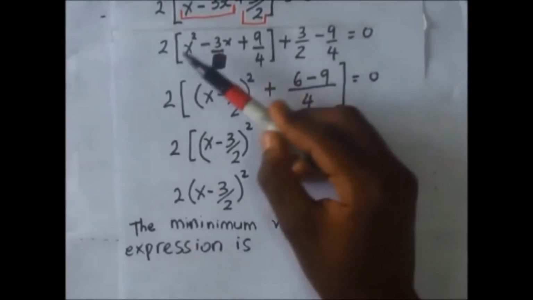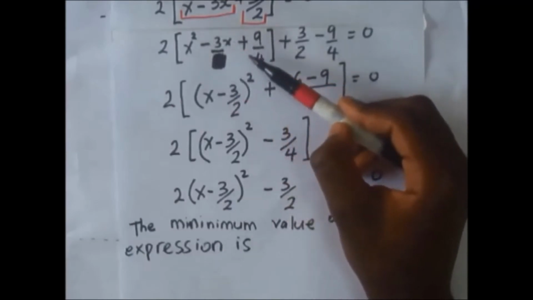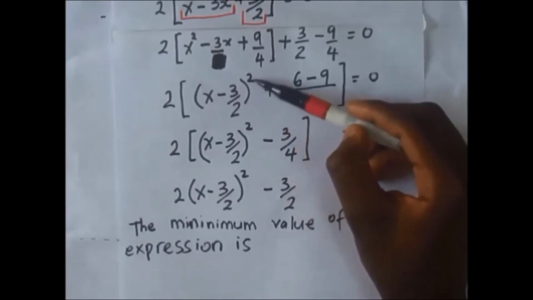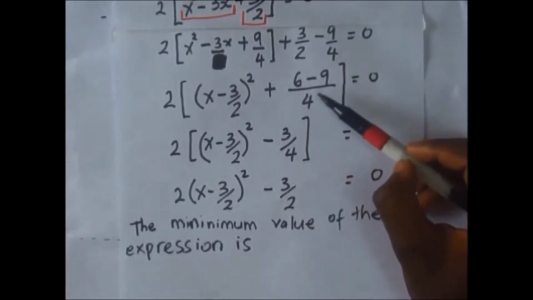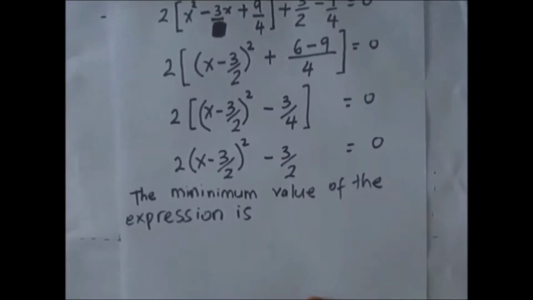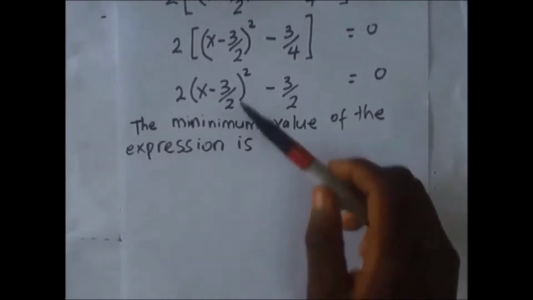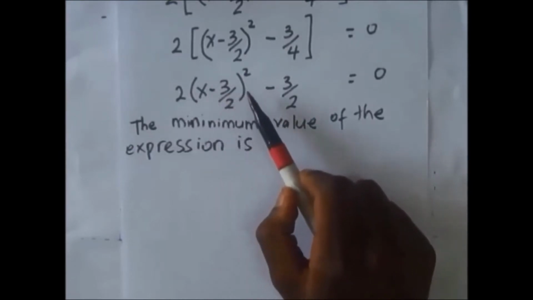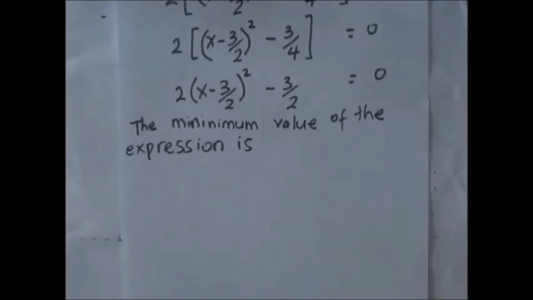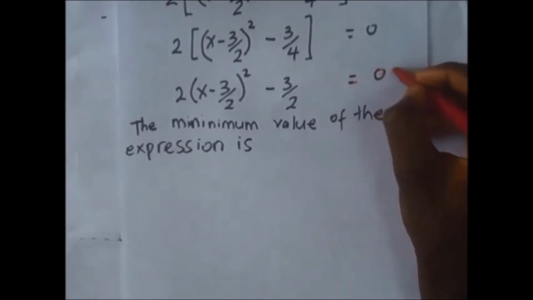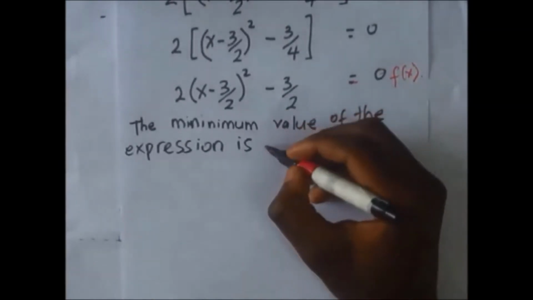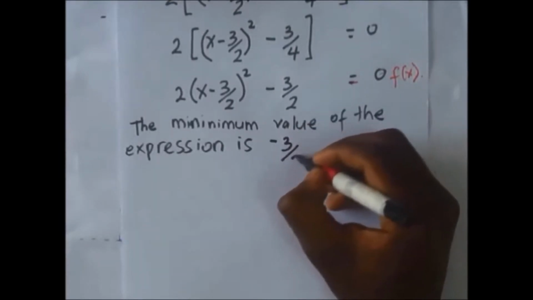So if we solve this quadratic equation, we find that this is a perfect square. So it's going to become x minus 3 over 2 in bracket squared plus 6 minus 9 over 4. So our answer here, we shall end up with the expression 2 into x minus 3 over 2 all in bracket squared minus 3 over 2. This is equal to 0, or we call it the function of x. So now the minimum possible value of the expression is going to be negative 3 over 2.